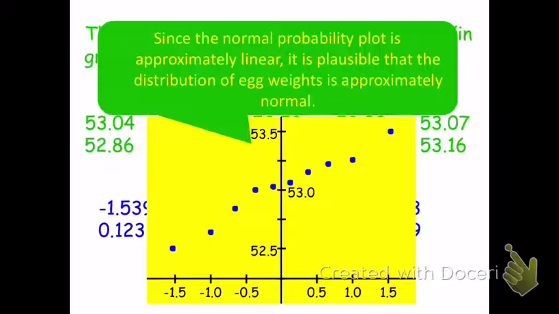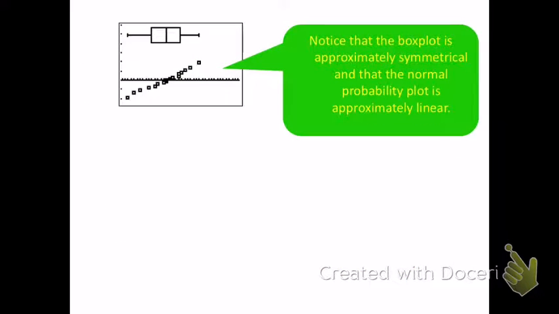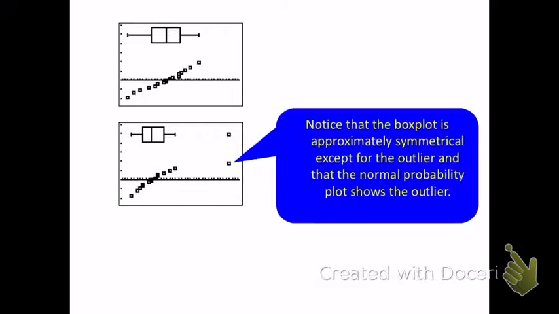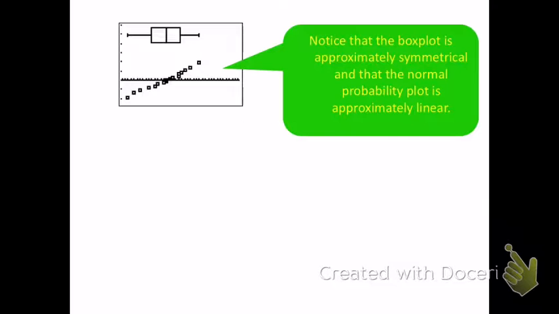So if I were to describe this, I would say since the normal probability plot is approximately linear, the distribution of egg weights is approximately normal.